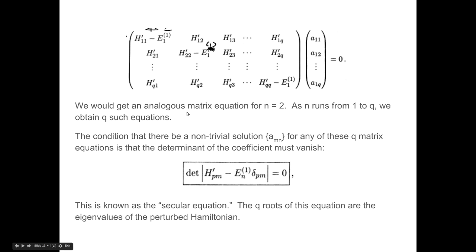And we can get, for any value of n, say we went to n equals 2, we get the same thing. We just have to change all these indices from 1 to 2. And actually, we could just do this all the way up to q. So we would get these matrix equations for each value of n. Right, so what we're looking for is solutions to this matrix equation.